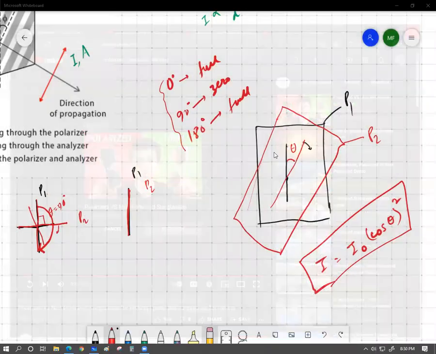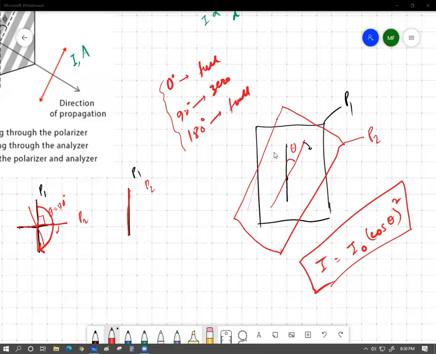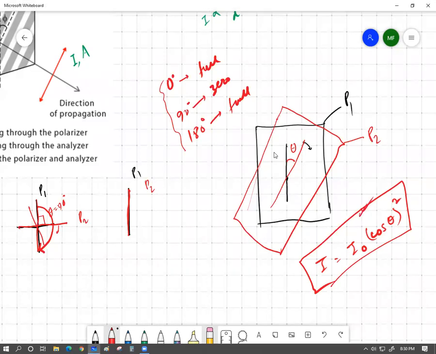So that's pretty much it about the polarization part. You might have some MCQ questions from this formula. That's pretty likely. So if you have that, you can solve it by this very simple equation for the case of intensity. And that's pretty much it.